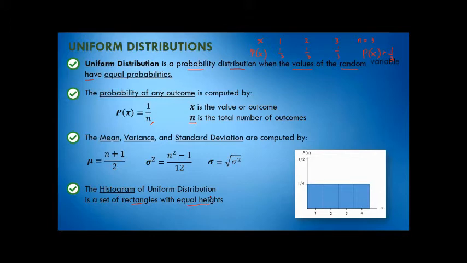Bakit siya equal heights? Kasi pare-pares lang yung probabilities. Eh di ba pagdating sa histogram, yung probabilities denotes the height of each rectangle or bar. Kaya katulad nito, ito ay histogram ng isang uniform distribution kasi pantay-pantay lahat yung rectangles and that is the probability. So these are the things we need to know under uniform distribution. Let's have examples.